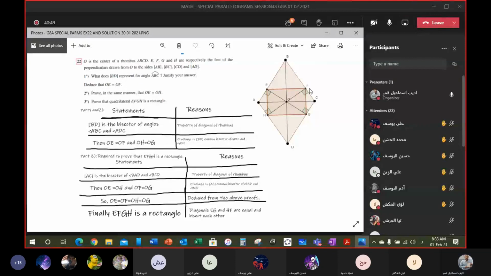BD is a diagonal, right? And the diagonal in a rhombus is the bisector of the angles. Okay, so we say in part 1 BD is the bisector of angles ABC and ADC, property of diagonal of a rhombus. Justify your answer based on the property of diagonal of a rhombus: the diagonals of a rhombus are the bisectors of the angles.